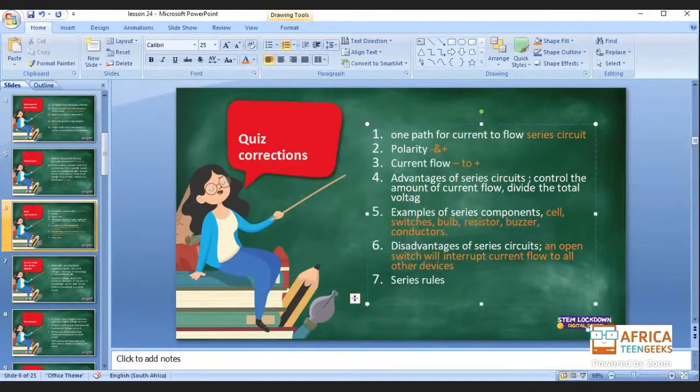Who has number 7 for us? Me, sir. Okay, let's do number 7. Series rule. The total resistance of a series circuit is equal to the sum of individual resistances. How do you represent that? Very much correct. I love it. But how do we? I've given you a clue on the screen. Check the screen.